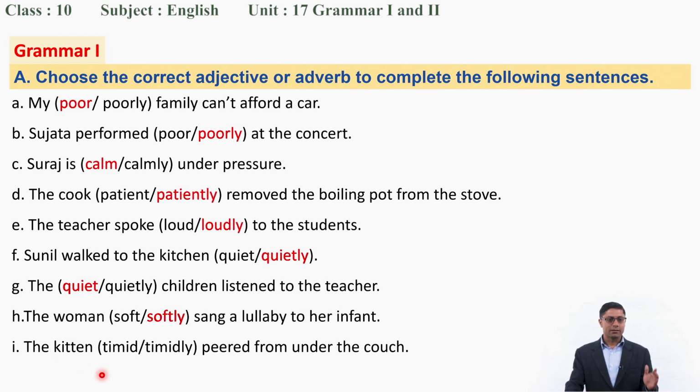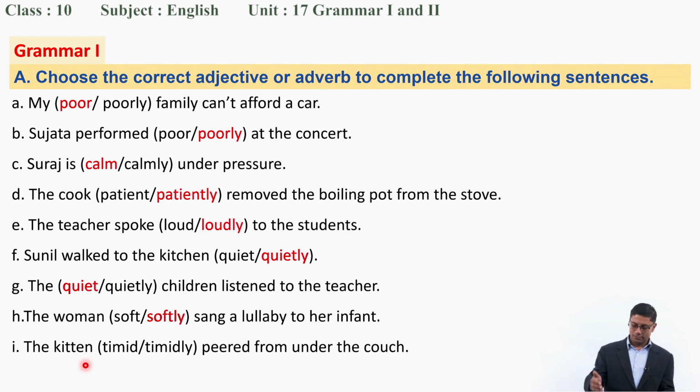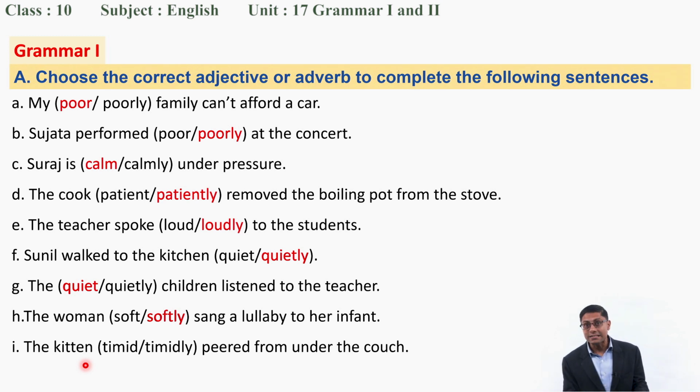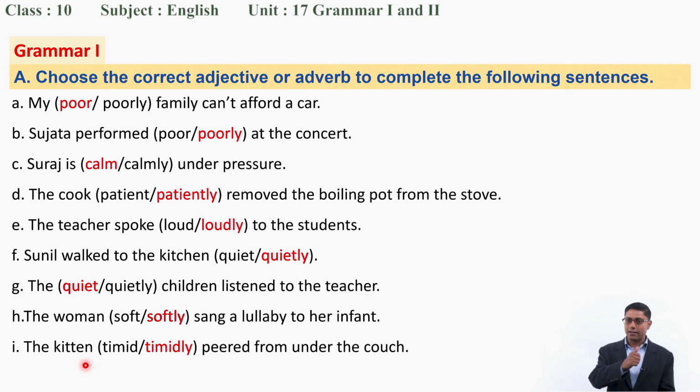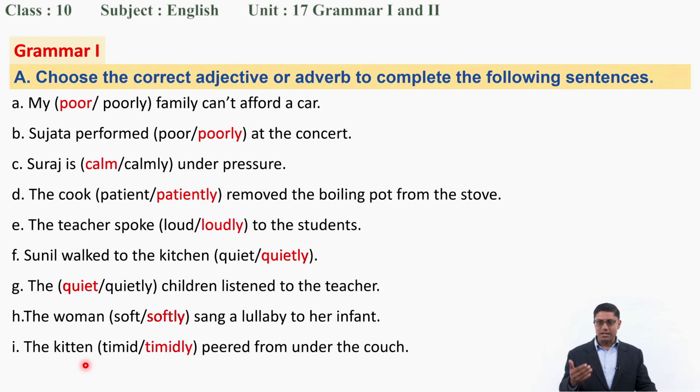Now, the kitten timidly peered from under the couch. Which one is the right one? How did the kitten peer from under the couch? Timid or timidly? Okay, certainly when we talk about the manner, it's an adverb and the answer is timidly. That's wonderful, dear students. You did well. Now let's move on to exercise B.